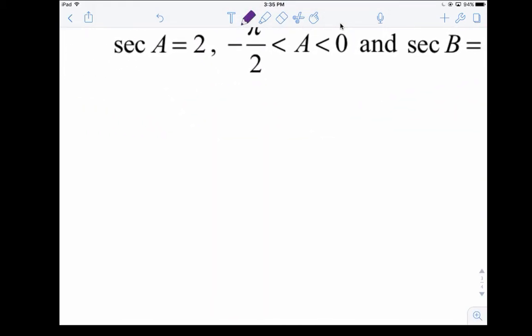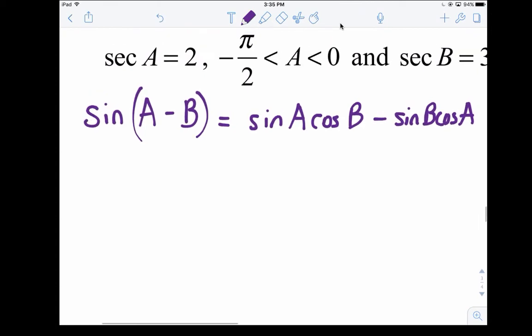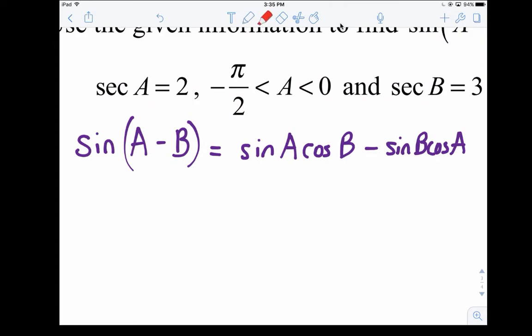Alright, so when I'm doing this out, sine of a minus b, that's the difference formula for sine. So it's sine of angle A cosine of b minus sine of b cosine of a. So these are all ratios that I need to find, and where I'm going to get them from is this information here.